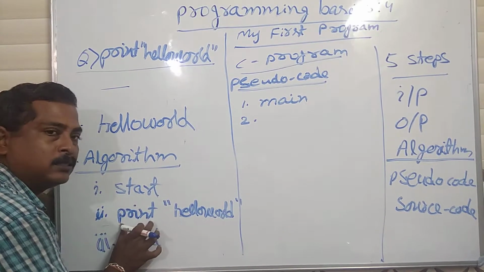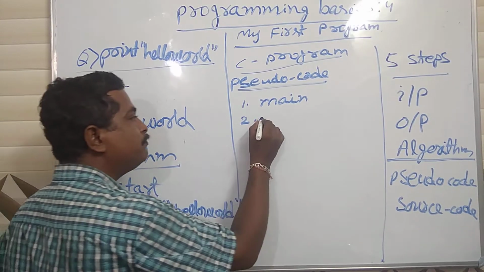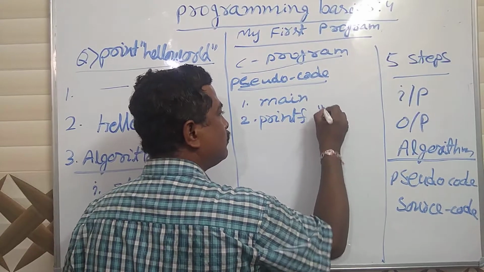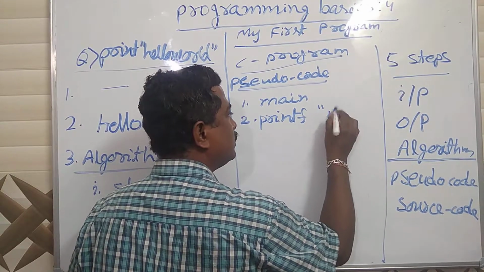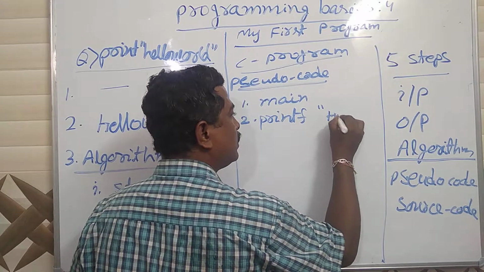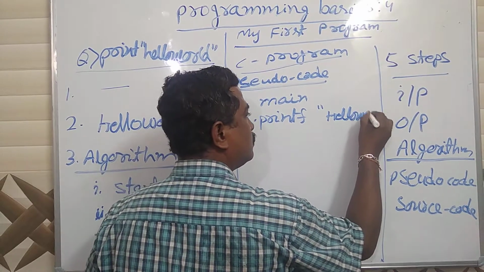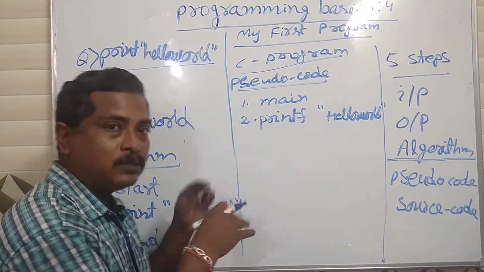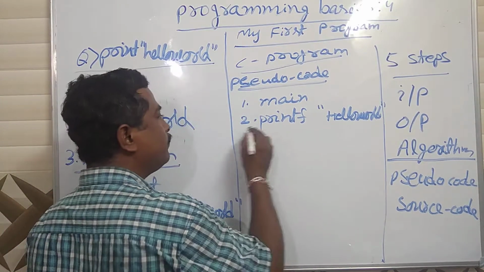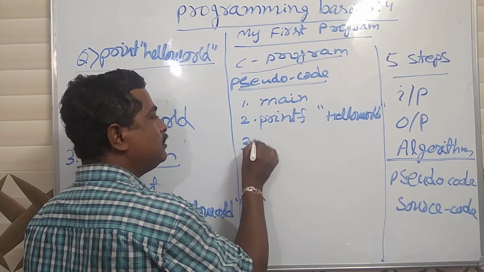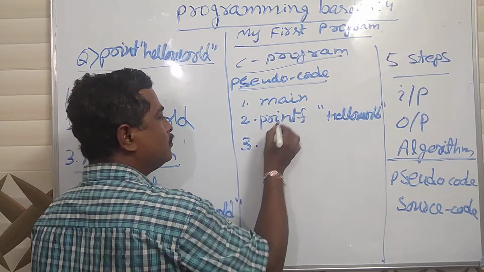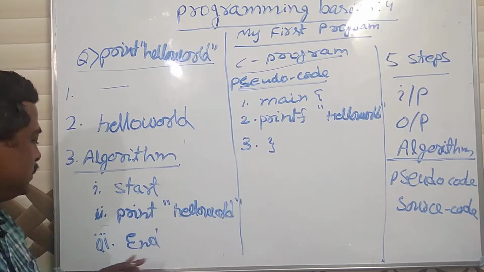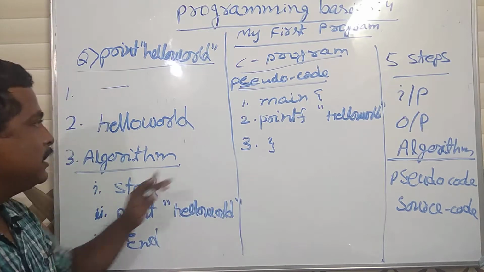This print instruction in C language is printf. Then you can write whatever our required output is, hello world. Remember, it is pseudocode, which means it looks like the code but it is not the code. Now step 3, finish. You may take an opening curly bracket and closing curly bracket, or you may not take them. The end is the closing curly bracket, and the start is the main.